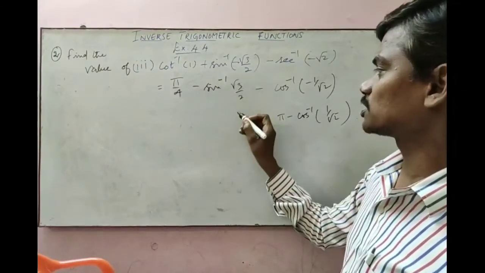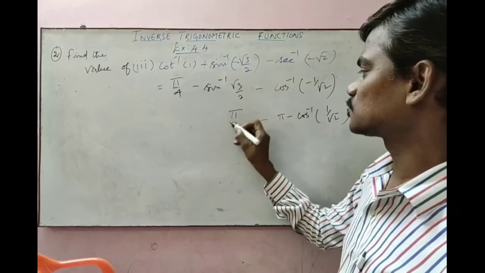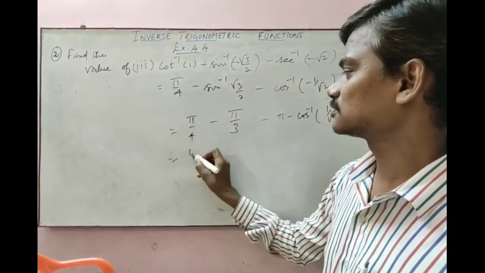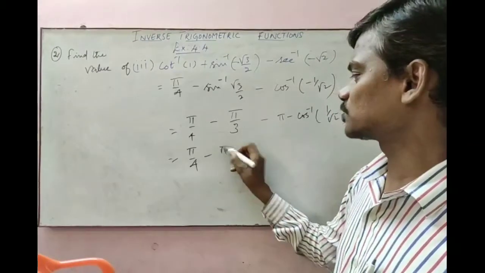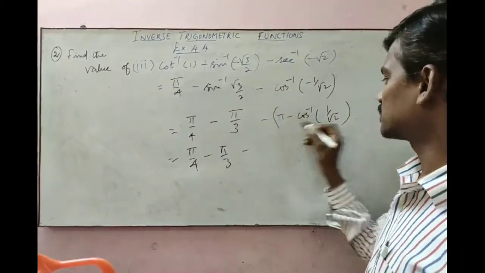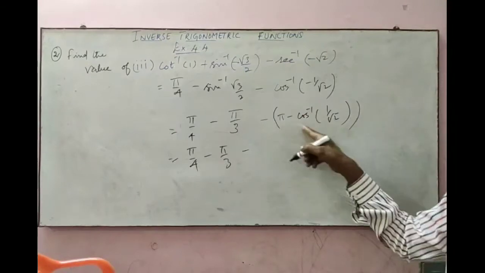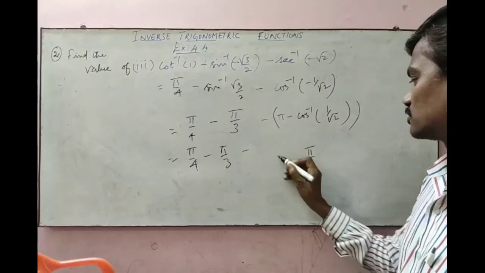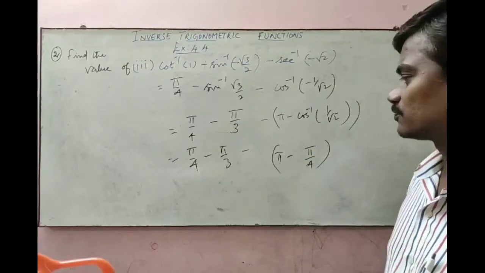Here sin inverse of root 3 by 2 is 60 degrees, that is pi by 3. Here pi by 4 comes as it is. So pi by 4 minus pi by 3 minus of pi minus cos inverse 1 by root 2. Cos inverse 1 by root 2 is pi by 4. So pi minus pi by 4.